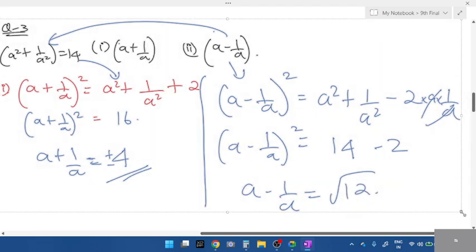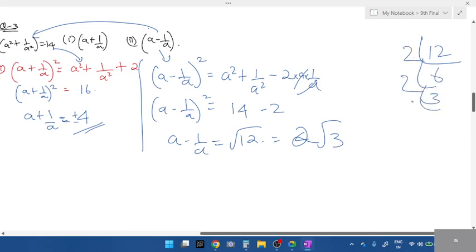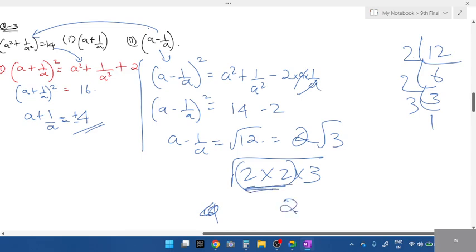Very good. 4 root 3 is the answer. Clear? Not 4 root 3. 2 root 3. Delete 2 into 6, 2 into 3, 2, 3 into 1, right? So 2 into 2 into 3. 2 twos are, don't take 4. From both you have to take out one number. Okay? From the pen you have to take one number, 2 root 3. It's not 4 root 3.